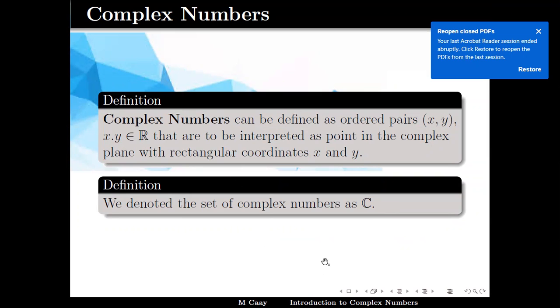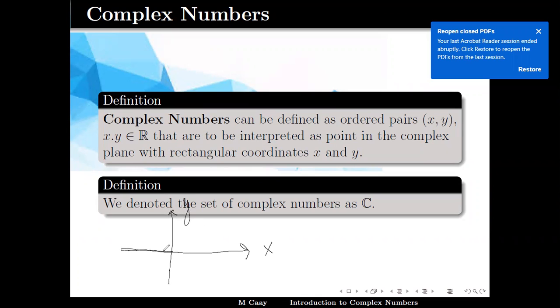Now, in this topic, we assume that you already have a background or knowledge of the real numbers. Otherwise, you have to double check or review the videos I have for the real numbers. So let's consider this illustration here. I have here the x. This is x and y here.